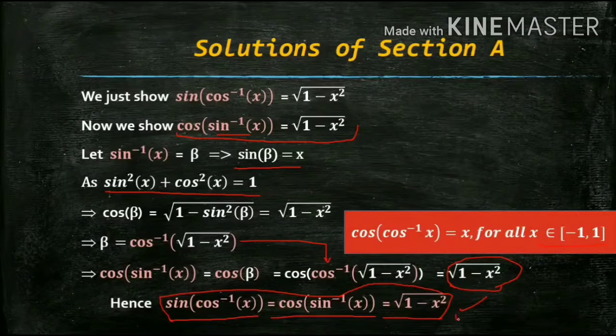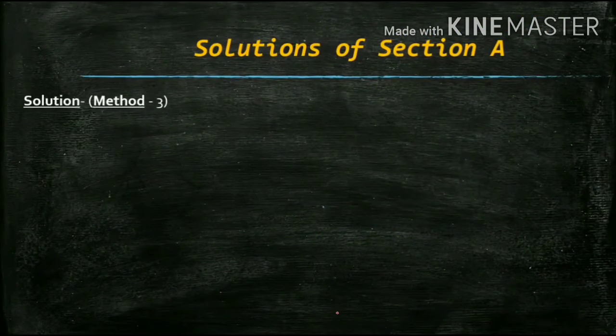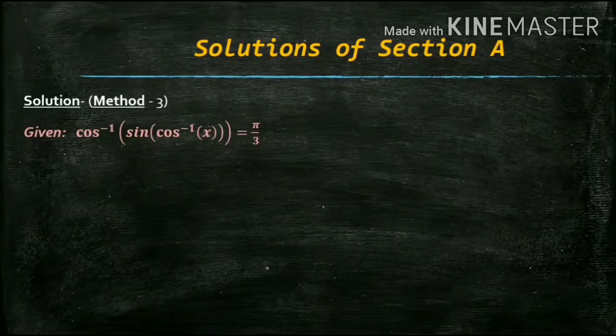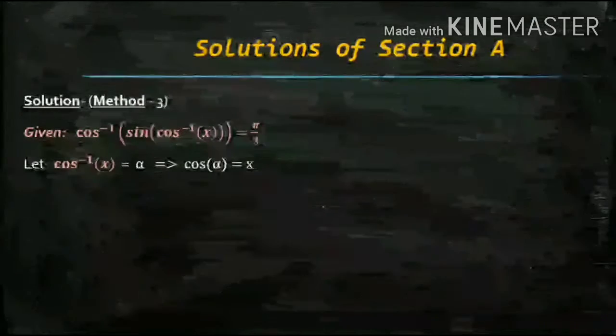Because I have not taught this to you, but right now I am telling you how you can proceed with the question. So this is the second method that you can use, this equality, to do the question. Now comes the third method to do this question. So you were given cos inverse of sine of cos inverse x is 3. What can you do? You can reduce from the inside.